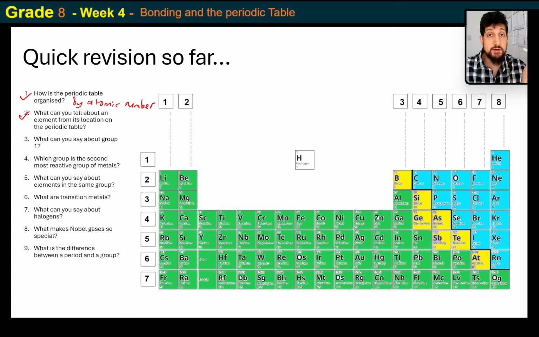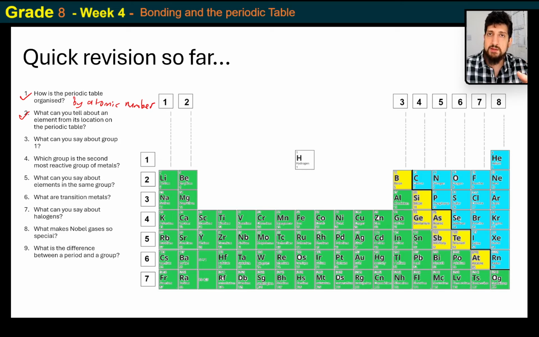Group 1 is a group of elements that all share similar properties, because of course we put the elements that share similar properties together. They are highly reactive. They have lower density. They can be cut with a knife. You can cut them with a knife, literally. I showed you that video in class.